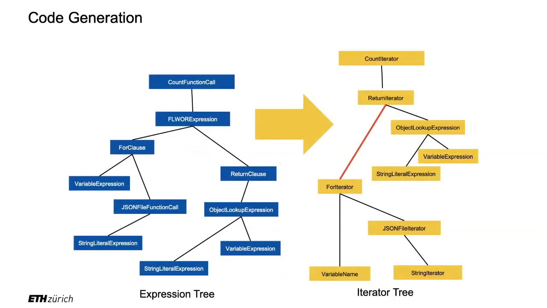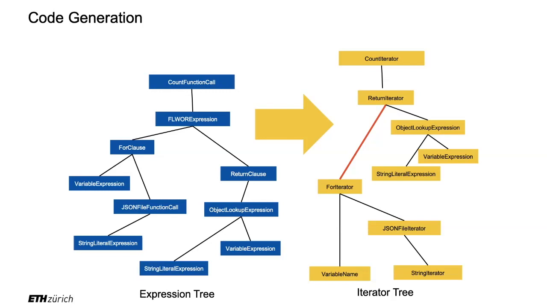Okay, then the next step, once you have this expression tree that is optimized, you can do what's called code generation. You transform this expression tree to a runtime iterator tree. A runtime iterator is executable. That's the difference. These iterator trees contain the codes to actually execute these expressions. So you convert it. It's a very similar structure again.